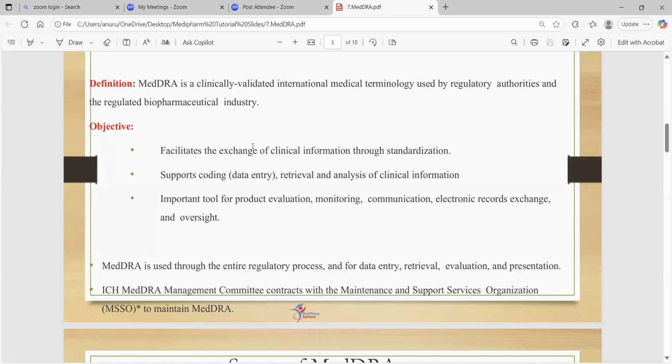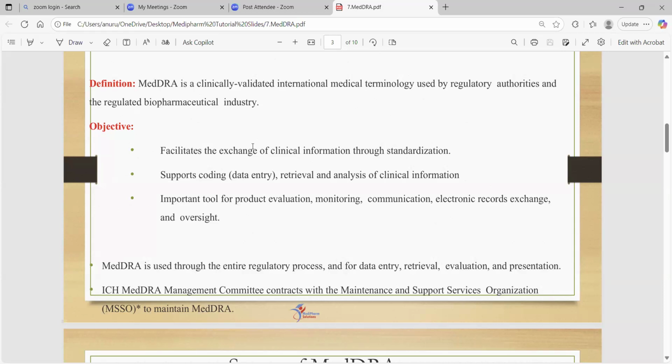By using the preferred term or the PT of heart attack, you can take out all the cases which were reported to you with heart attack as an event to do your analysis, to check for the signal, to check for any kind of risk which the drug possesses. So this is a broader picture.